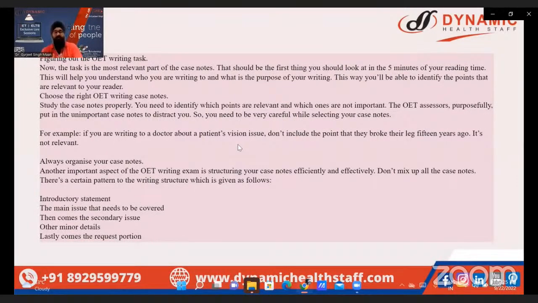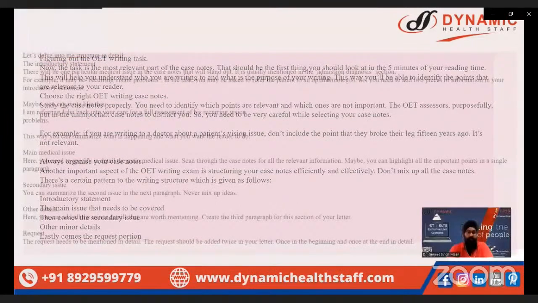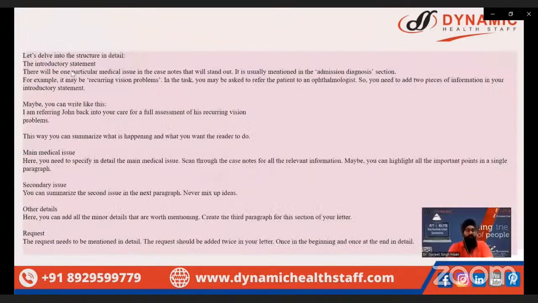Then organize the case notes. How to organize? First of all, there should be an introductory statement, then the main issue that needs to be covered, then secondary issues, then other minor details, and in the end, your request portion. Now, how can we use these? Let's dwell deeper into detail. First of all, the introductory statement. In this, you have to write the name of the patient, then the diagnosis.